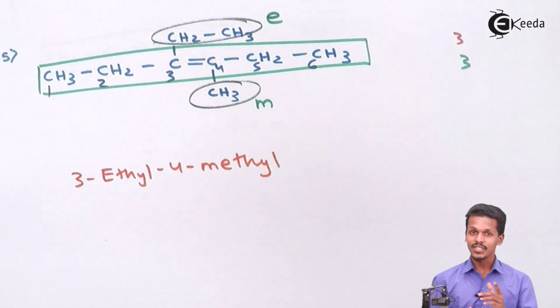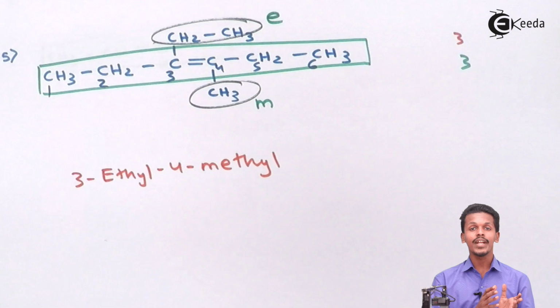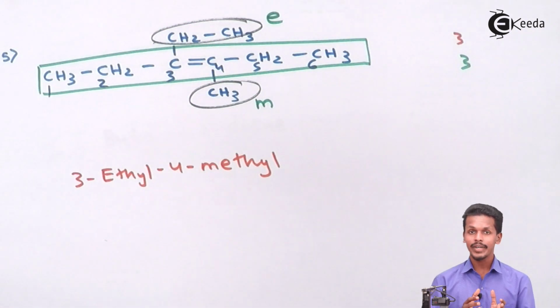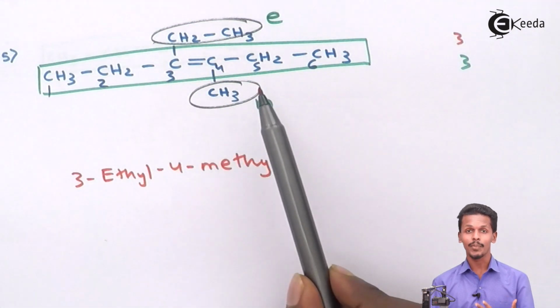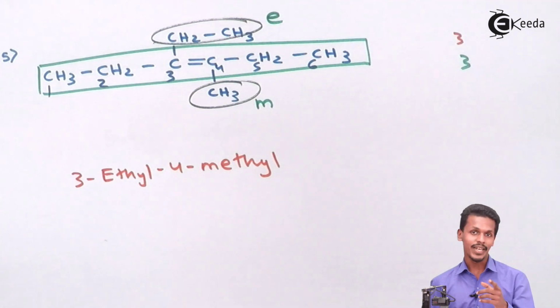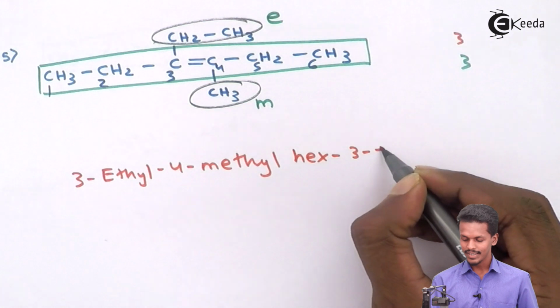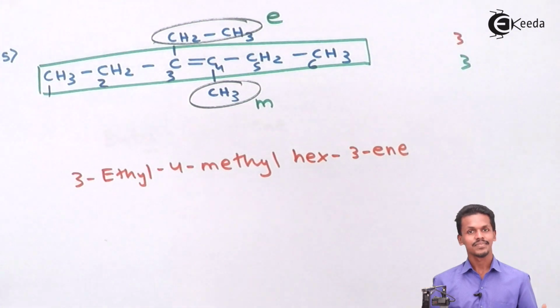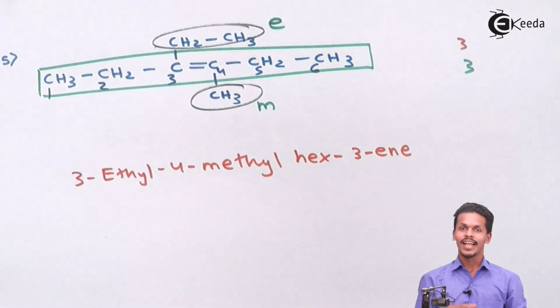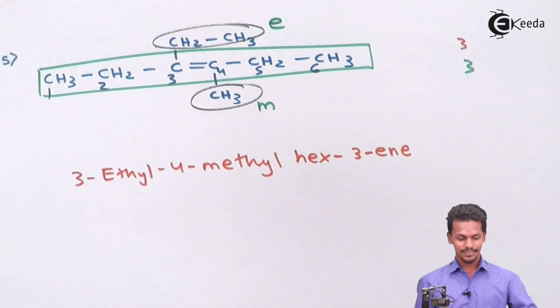And we are missing something. Yes, we are missing the locant of the carbon-carbon double bond. Yes, the carbon-carbon double bond is present between carbon number 3 and carbon number 4, making this to be named as hex-3-ene. So this is the nomenclature of it. Now let us start with the another one.